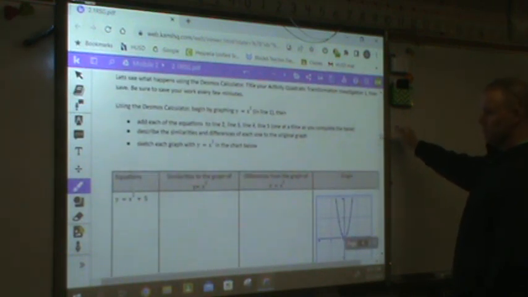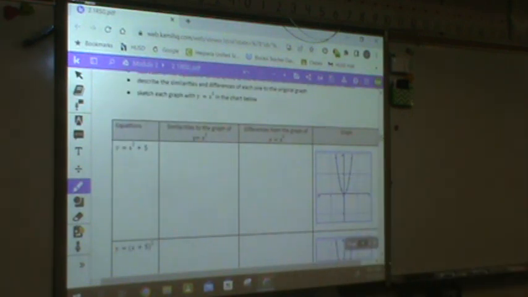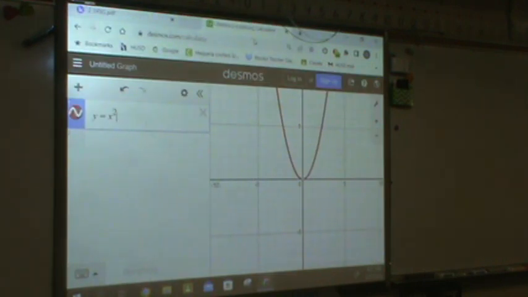All right? So let's see what happens when we begin using a Desmos calculator. Title your activity Transformations Investigations 1, then save. I'm not asking you to save your Desmos here. Using the calculator, begin by graphing y equals x squared. I'm not going to do all these, but I'm going to show you how to do them. We're going to go to the Desmos graphing calculator, and you're simply going to graph y equals x squared. I'm going to put this up on the board here.